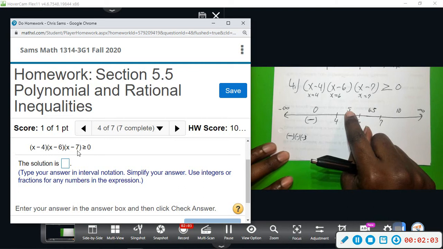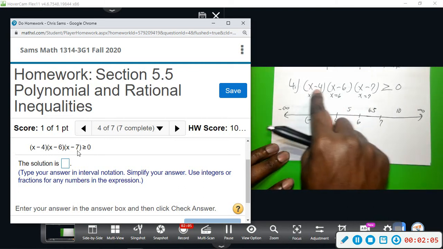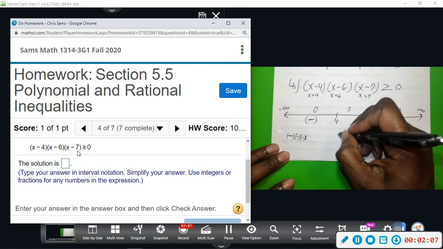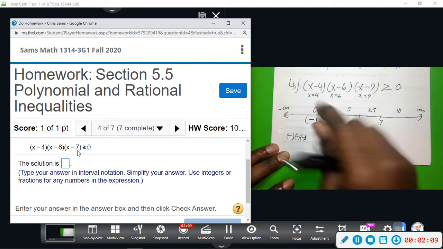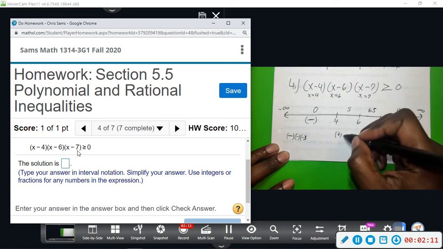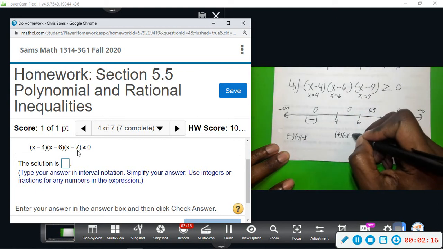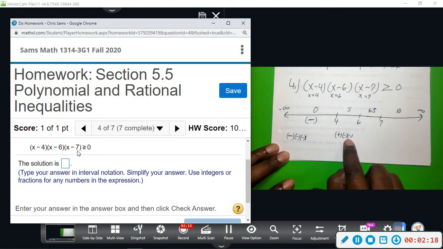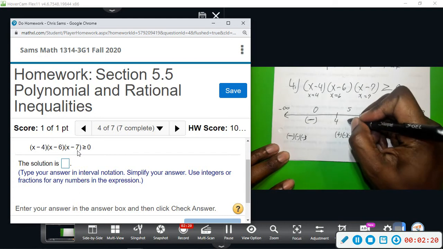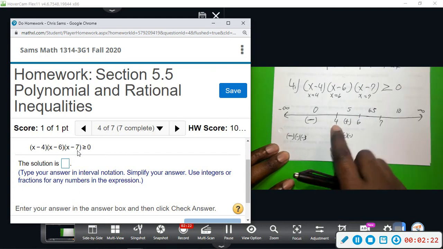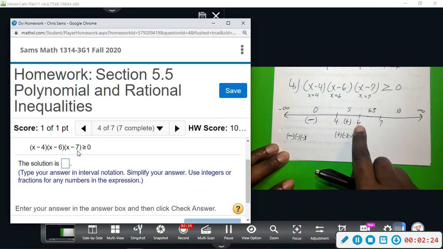So now if I plug in 5, that gives me a 1, so that's positive. If I plug in 5, that gives me a negative 1, so I got a negative number. 5 gives me another negative number. So we got negative times a negative is a positive, so this overall will be positive. So between 4 and 6 is positive.